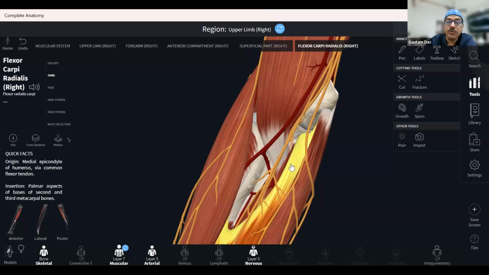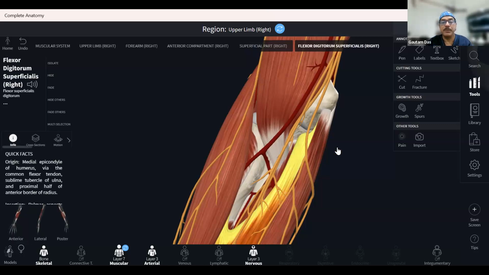So flexor digitorum superficialis has 2 heads, one is your radial head, another is your ulnar head. And in between that, the median nerve passes. Here, the median nerve is passing. So that is the second layer muscle. That also has its origin, and that is also a part of the common flexor tendon. So which muscles are taking origin from the medial epicondyle? It's a very common, very popular multiple choice question.